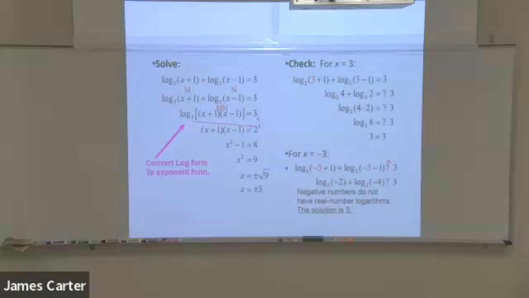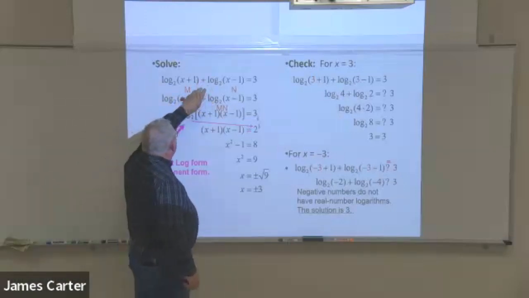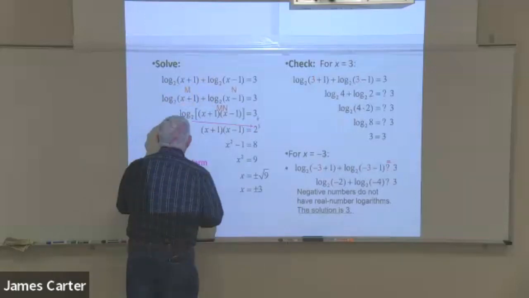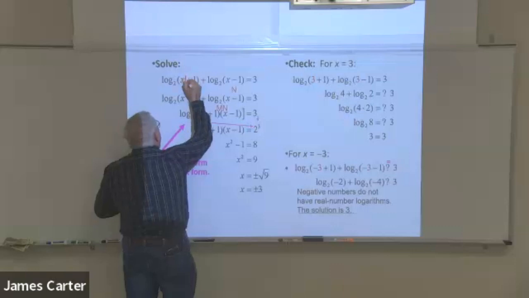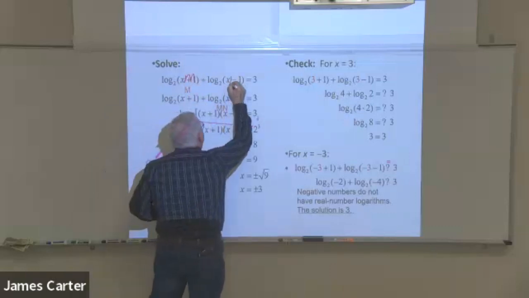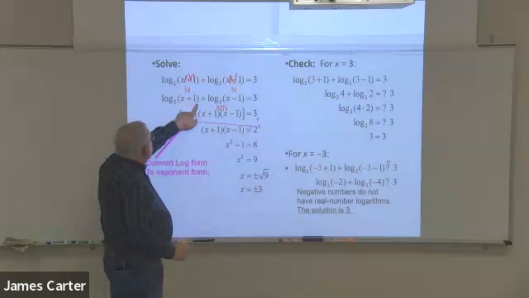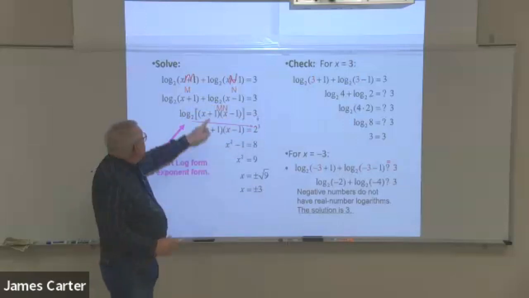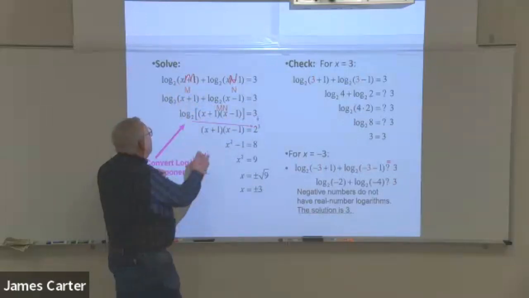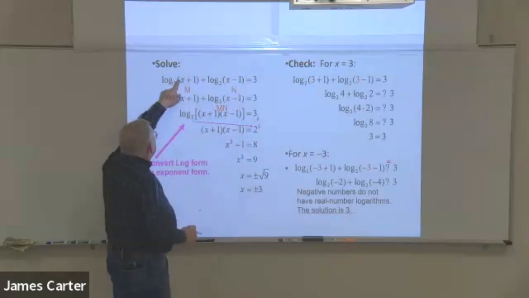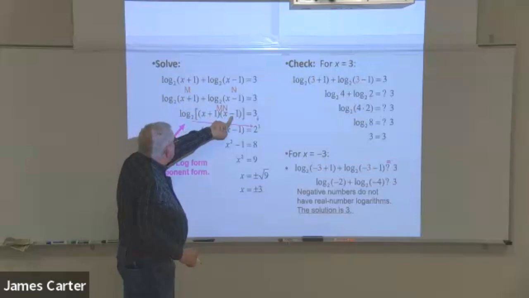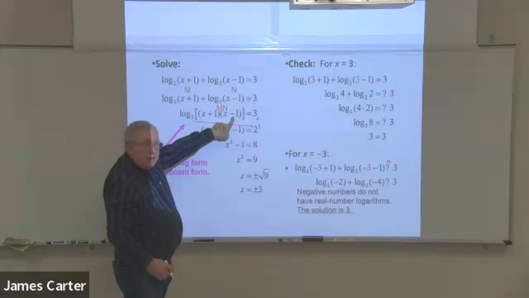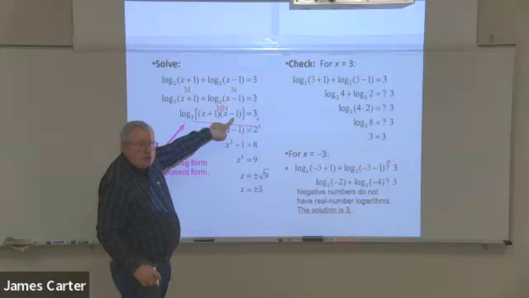Okay, here's one where we're going to have to do a little bit of a complicated contraction. We've got 2 terms here. We're going to treat this as if it were a single term. Like in this case, I just wrote an M. So that's nothing more than M. This is nothing more than N. Well, if I did that, I would have log of M times N because they're both plus. So instead of MN, I have x plus 1 times x minus 1. That means I'm going to get 2 solutions in this thing.